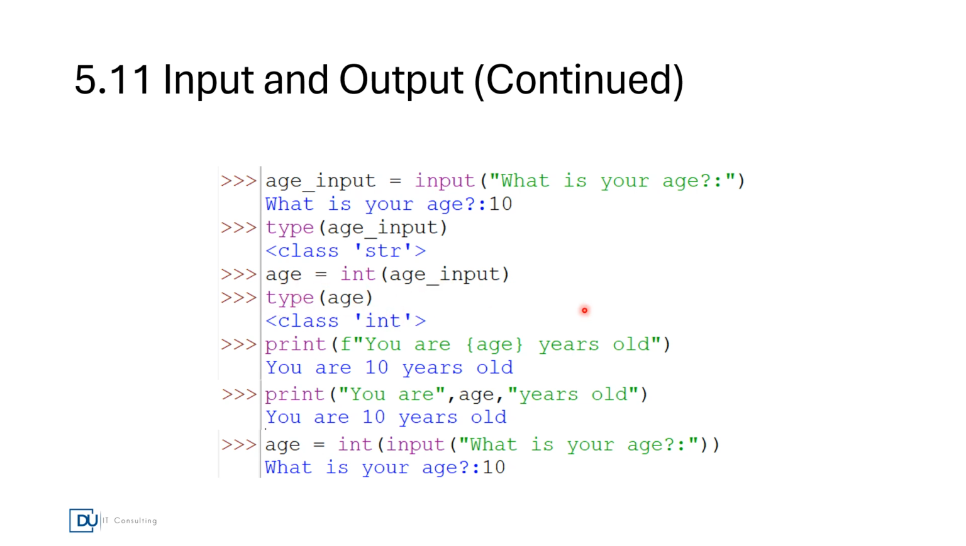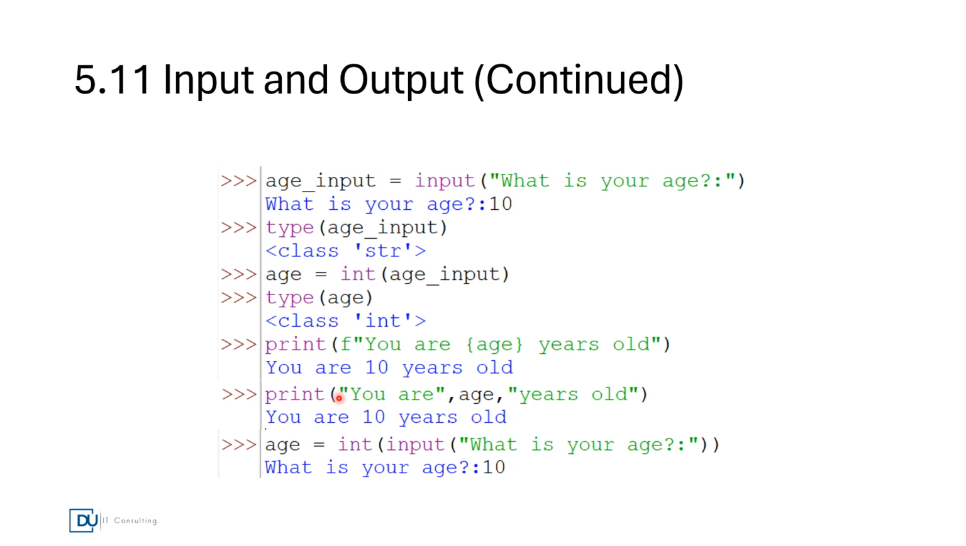Now how do we print it back on the screen? We can use the print function, and then we can use the formatted string feature where we say "you are {age} years old", and it will print "you are 10 years old." The same thing can be achieved without using the formatted string by using the default concatenation feature of print, where it adds more than one string into one string.